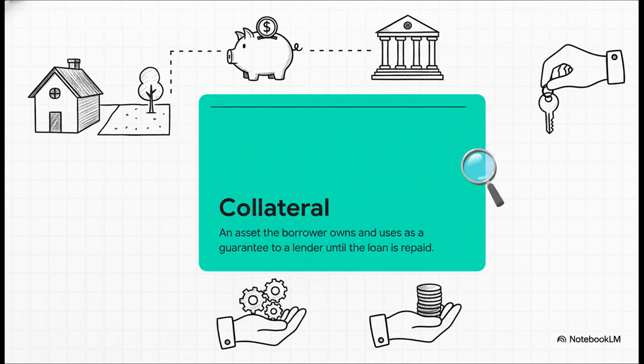Let's look at one of these terms very carefully. Collateral. Collateral is an asset that the borrower owns, like land, a house, or a vehicle. This is used as a guarantee to the lender. If the borrower fails to repay the loan, the lender can sell the collateral to get their money back. Lack of collateral is a major reason why the poor cannot get loans from banks.